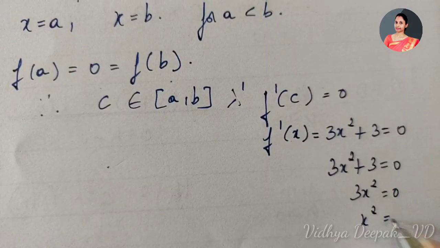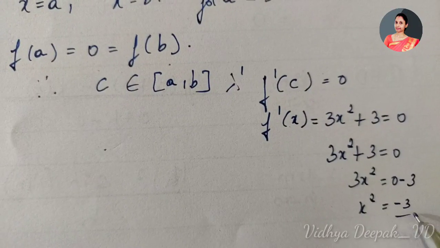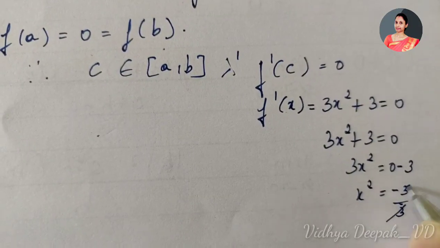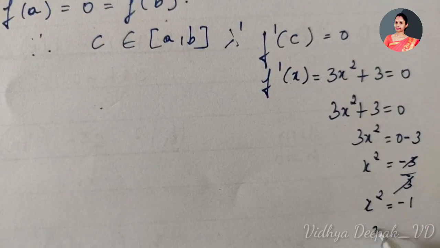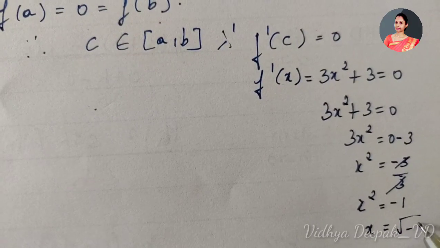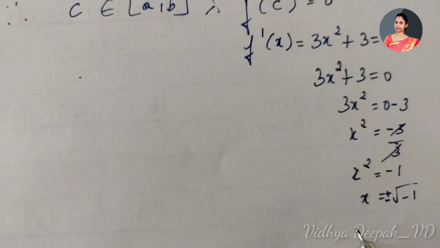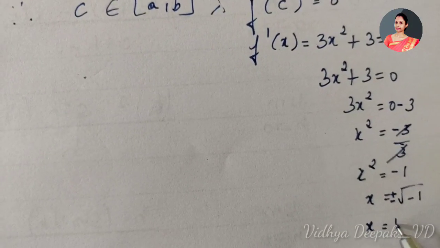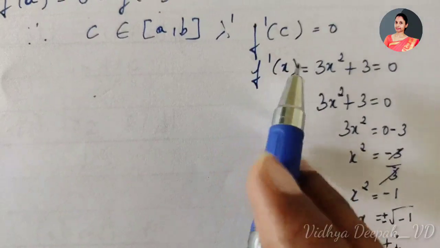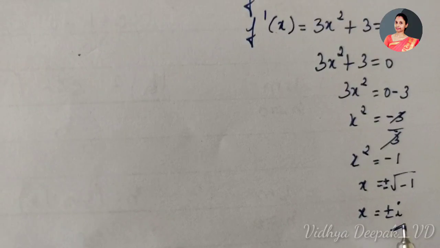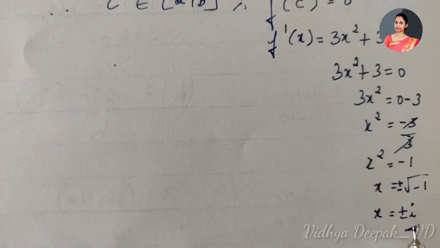So x square is equal to minus 3 divided by 3, so we get x square is equal to minus 1, and x is equal to plus or minus square root of minus 1. So what is root of minus 1? Root of minus 1 is nothing but i. So can this root of this equation be i? i is an imaginary root, not a real root.